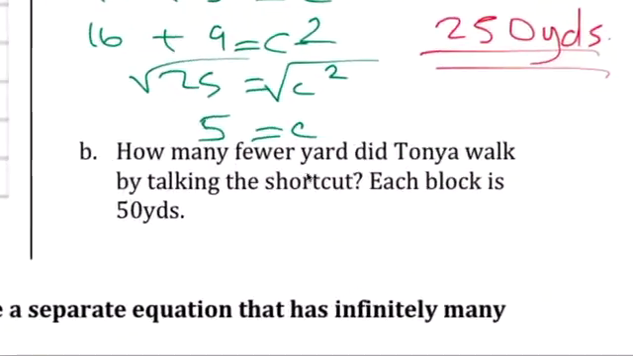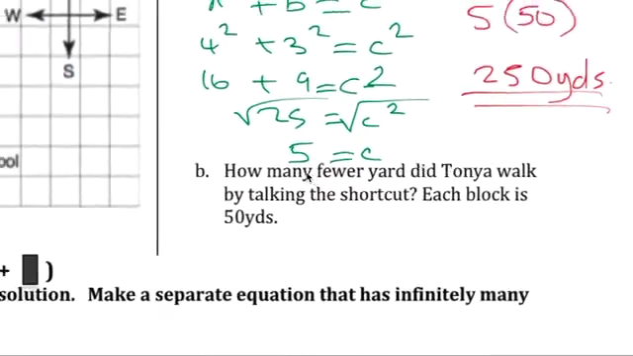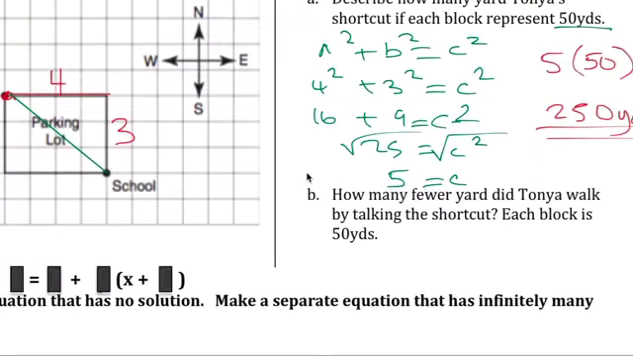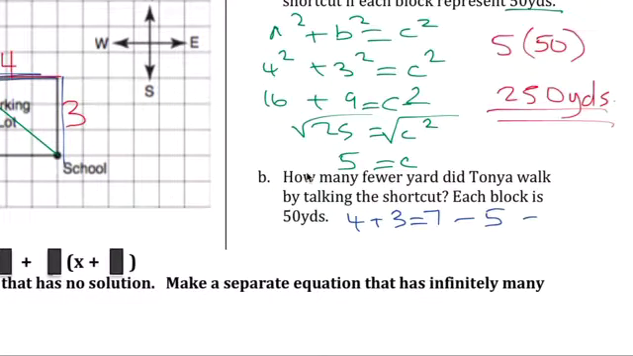How many fewer yards if, okay, altogether, if she took the long way, 4 plus 3 is 7 blocks, right? Minus the shortcut. The shortcut is 5 blocks. So 2 blocks. And each block is 50 yards, so how many yards shorter? 2 times 50 is 100 yards.